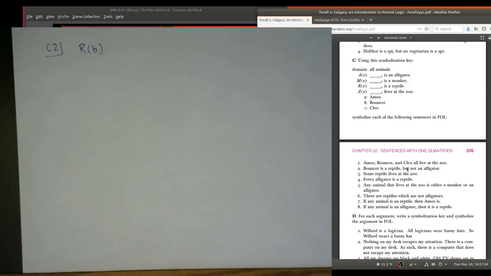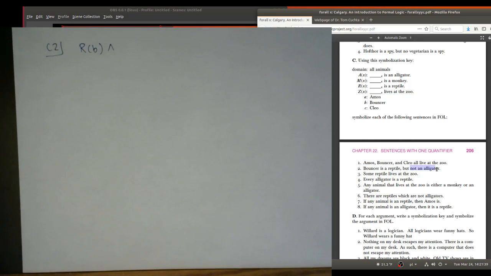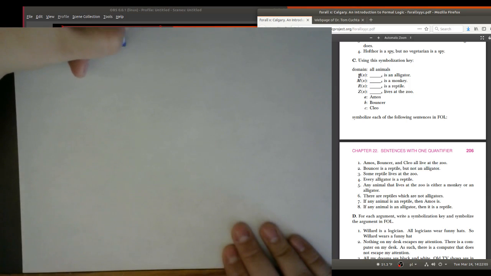The second independent clause here, separated by the but, so we'll put an and there. It says and not an alligator. So this should be an independent clause, but there's no subject necessarily appearing. But again, in English, it's known that the subject here is actually Bouncer again. Okay, we're still talking about Bouncer. So Bouncer in this case is not an alligator. We have to use this predicate. So not A of little b. And that's it. Nothing to it.